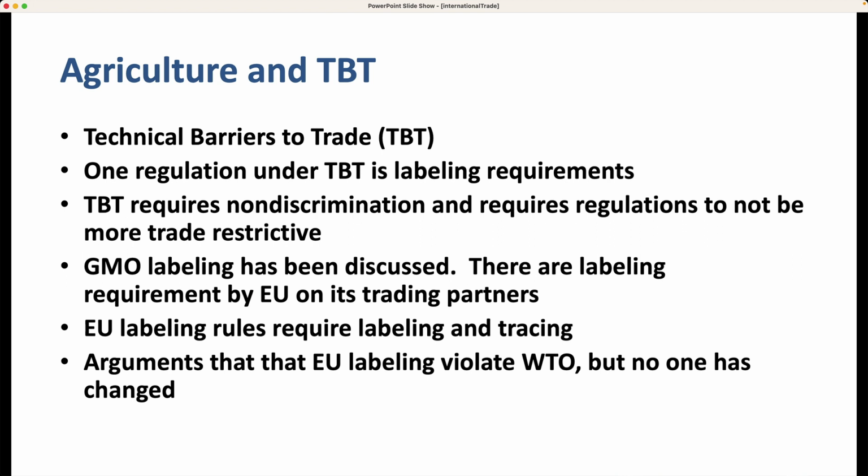So, there are barriers to trade, and some of the ones that specifically relate to agriculture are subsidies, sanitary and phytosanitary requirements, and technical barriers to trade.